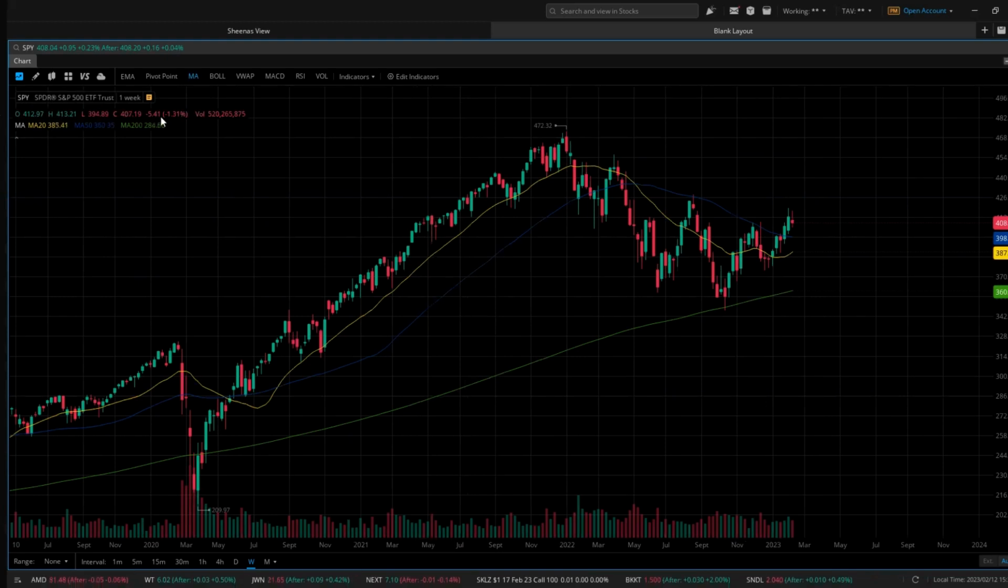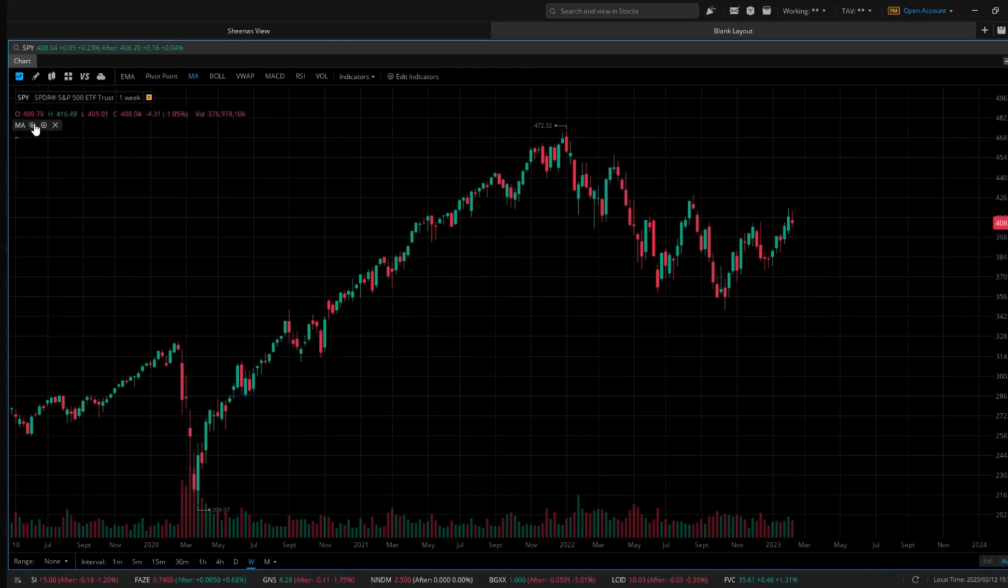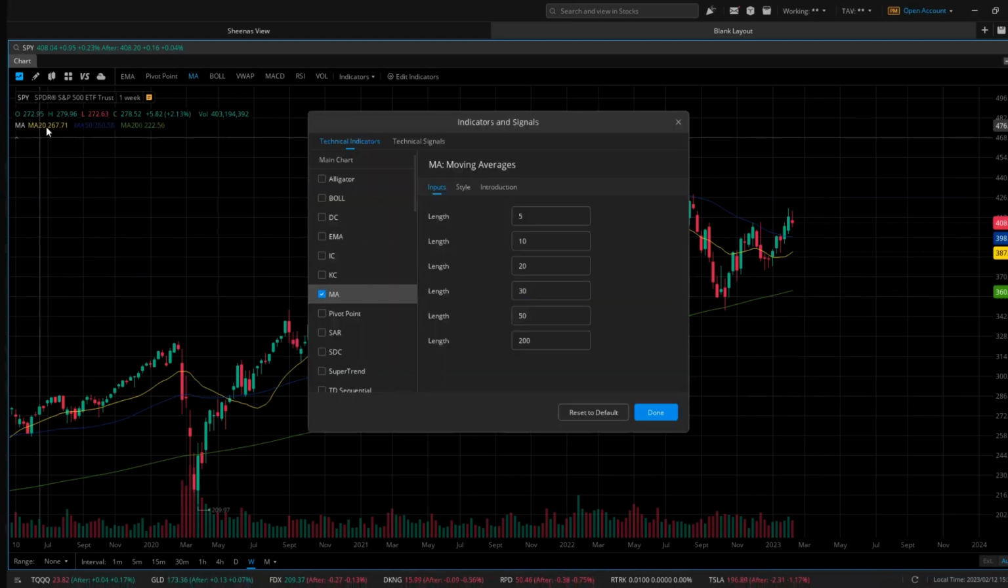And if you wanted to hide these, for instance, if you don't want to see them for whatever reason, you can go here. There's a little eyeball you can click and it will hide the moving averages. If you click it again, they come back. If you want to edit these, you can click on that indicator next to it and it will bring that same box up. If you wanted to switch over to EMA versus MA, you could also do that as well.